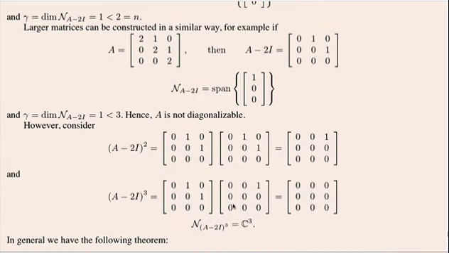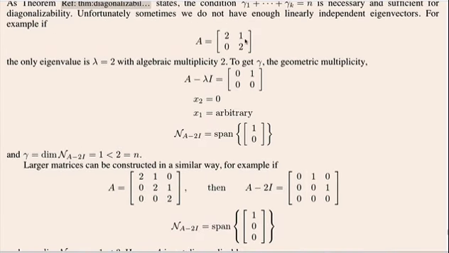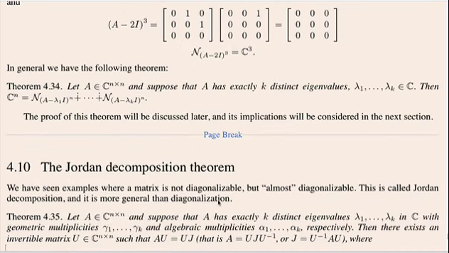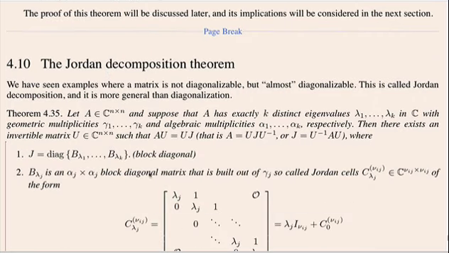So it turns out that these structures are common for these matrices, especially these ones in the superdiagonal. And these are called Jordan decompositions when we get matrices like that. And these are more general than diagonalizations. The main theorem, the Jordan decomposition theorem, is this one.